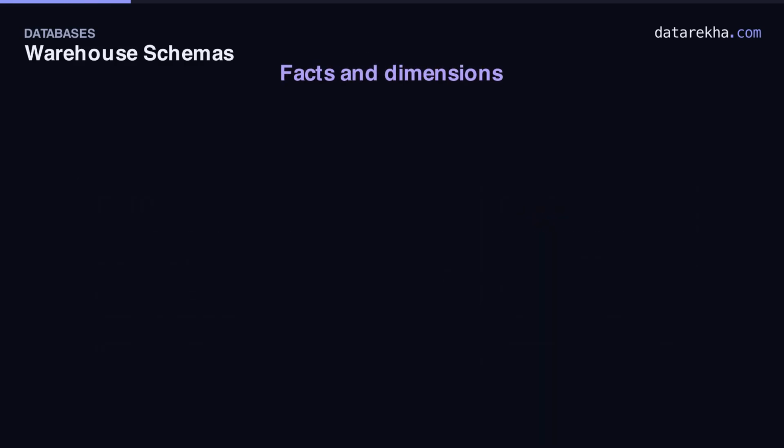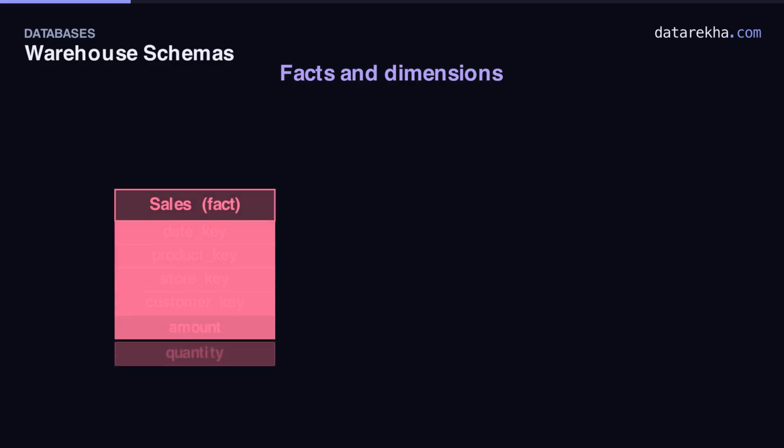A warehouse holds two kinds of table, and telling them apart is the whole game. Let's meet both. First, the fact table. Its rows are events, a sale, a shipment. Every row carries just two things. Measures, the numbers you'll add up, like amount and quantity. And foreign keys, pointers out to the descriptive tables. Keys and numbers, nothing else. Long and narrow. And it can hold billions of rows.